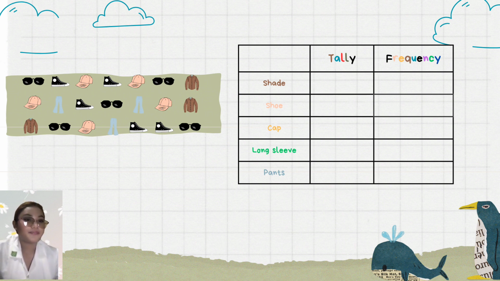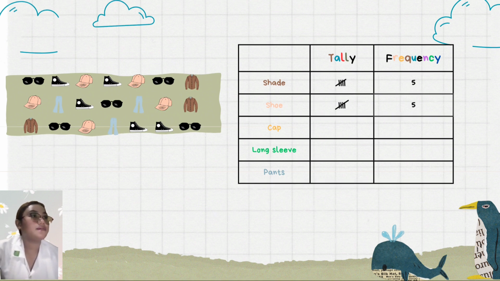So, next, ilan ang shade sa picture? Bilangan natin. 1, 2, 3, 4, 5. Kung 5 ang tally natin, ilan ang frequency? 5. Very good. Sa shoe naman natin, ilan ang shoe sa picture? Yes, Miss Annie. 5 also. And then, sa frequency is also 5.